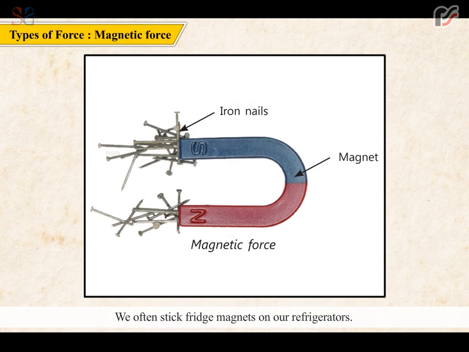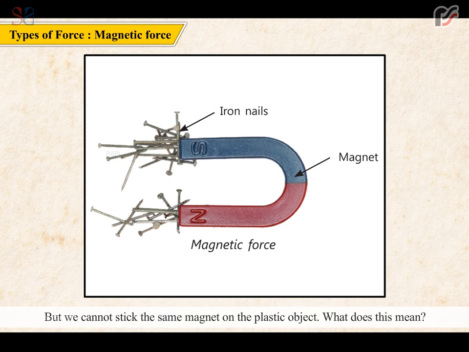We often stick fridge magnets on our refrigerators, but we cannot stick the same magnet on the plastic object. What does this mean? It means that a magnet attracts some metallic objects such as iron objects. It also attracts or repels other magnets with a force. The force which attracts the metallic objects is called magnetic force.